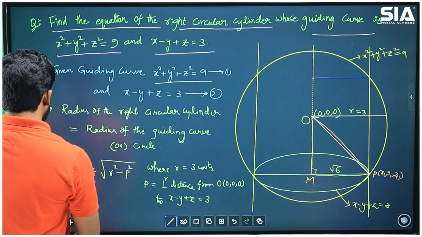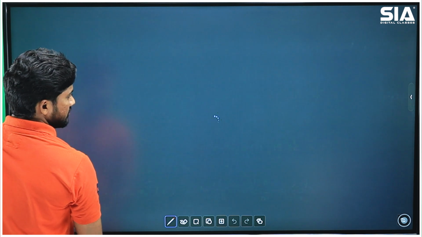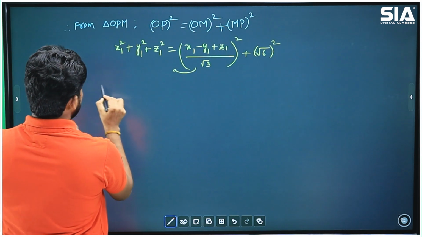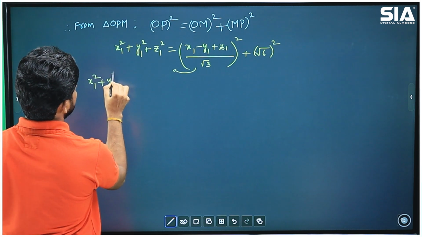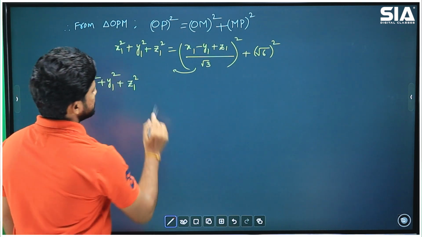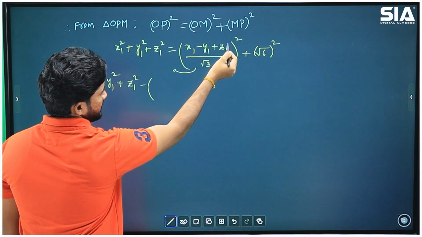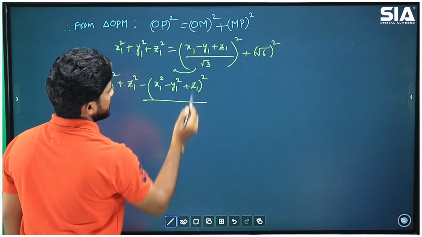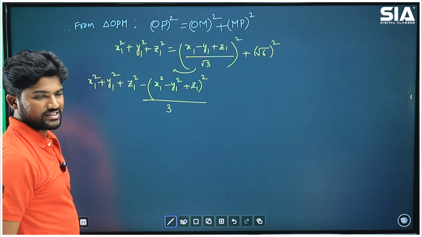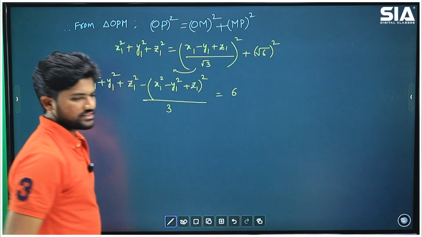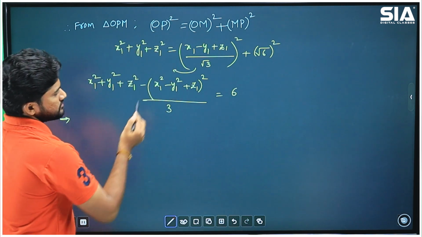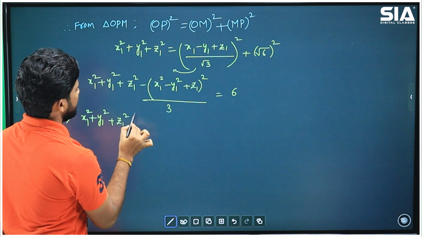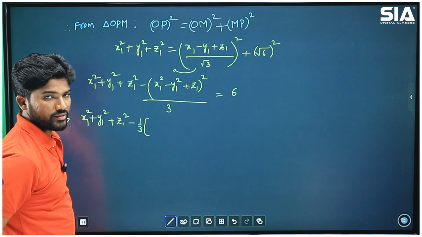Now after substituting all the values, take this to the left-hand side. So x1 square plus y1 square plus z1 square minus (x1 minus y1 plus z1) whole square by root 3 whole square, which gives the value 3, is equal to root 6 whole square, which means 6 only. So now expand this: x1 square plus y1 square plus z1 square minus, and I am writing 1 by 3 outside.